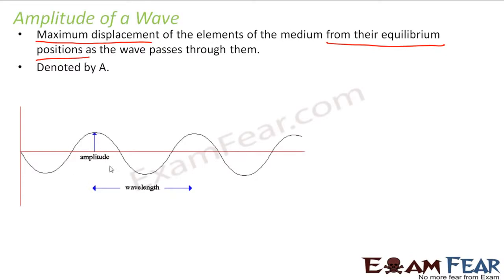So if you think of a sinusoidal wave in this form, this is the maximum displacement, right? Because here the displacement is this much, here the displacement is this much, here the displacement is this much. So gradually the displacement is increasing. So the maximum displacement is this distance. So this is defined as the amplitude of this wave. And the equilibrium position is this position. This red line denotes the equilibrium position or the mean position.